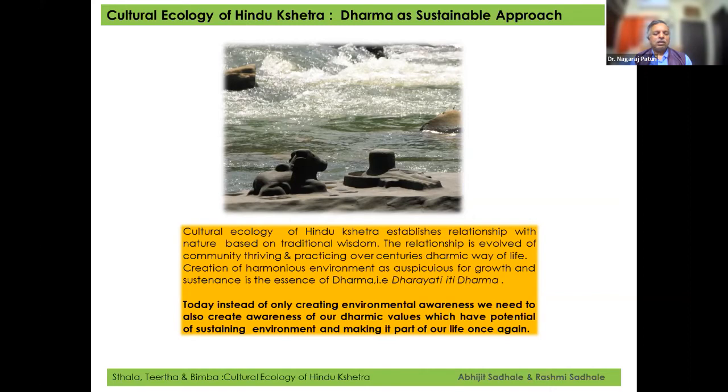This is such a research intense and wonderfully covered topic. From temples, individual temple rituals, individual aspects of temples, Abhijit ji and Rashmi ji took us to a macro level of the entire kshetra itself, the entire area, and how there is an ecological awareness reflected in the idea of kshetra. Thank you very much for that.